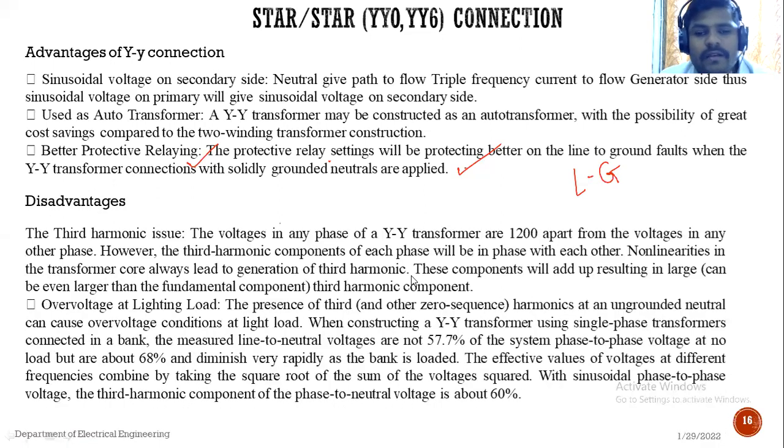Okay, now some of the disadvantages is that the third harmonic issue is there. So as we know that the third harmonic will be present and it will travel via ground circuit through a generator. So the voltage in any phase of the star-star transformer is 120 degree apart from the voltage in the other phase. 120 degree, not 1200. Okay, so it will be 120 degree apart if the balanced phasor is there. However, if the third harmonic component is present, then this angle will shift.